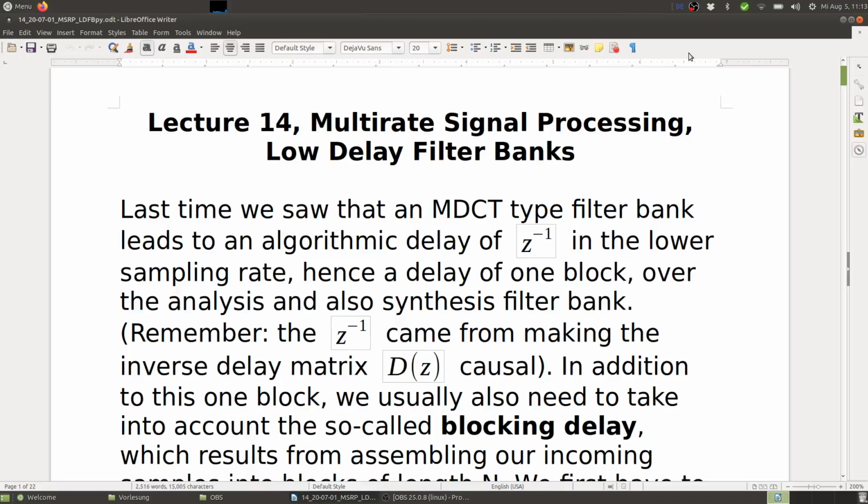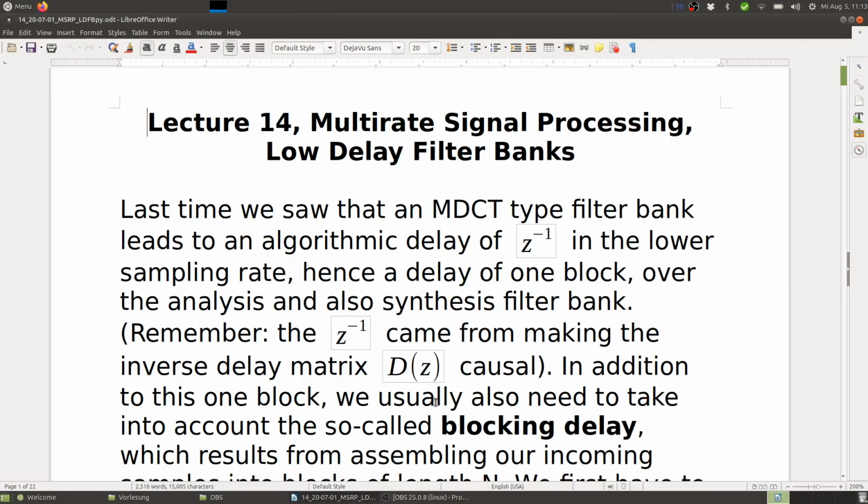Hi everybody, welcome back to Multirate Signal Processing, today about low delay filter banks. So last time we saw that an MDCT type filter bank leads to an algorithmic delay of z to the minus 1 in the lower sampling rate, hence a delay of one block over the analysis and also the synthesis filter bank. Remember, the z to the minus 1 came from making the inverse delay matrix D(z) causal.